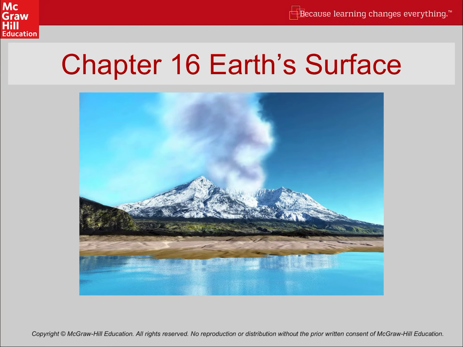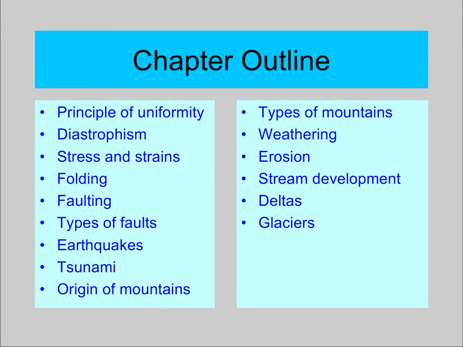So in chapter 16, we're going to talk about Earth's surface. Our outline is going to be principle of uniformity, diastrophism, stress and strains, folding, faulting, types of faults, earthquakes, tsunamis, origin of mountains, types of mountains, weathering and erosion, stream development, deltas, and glaciers.